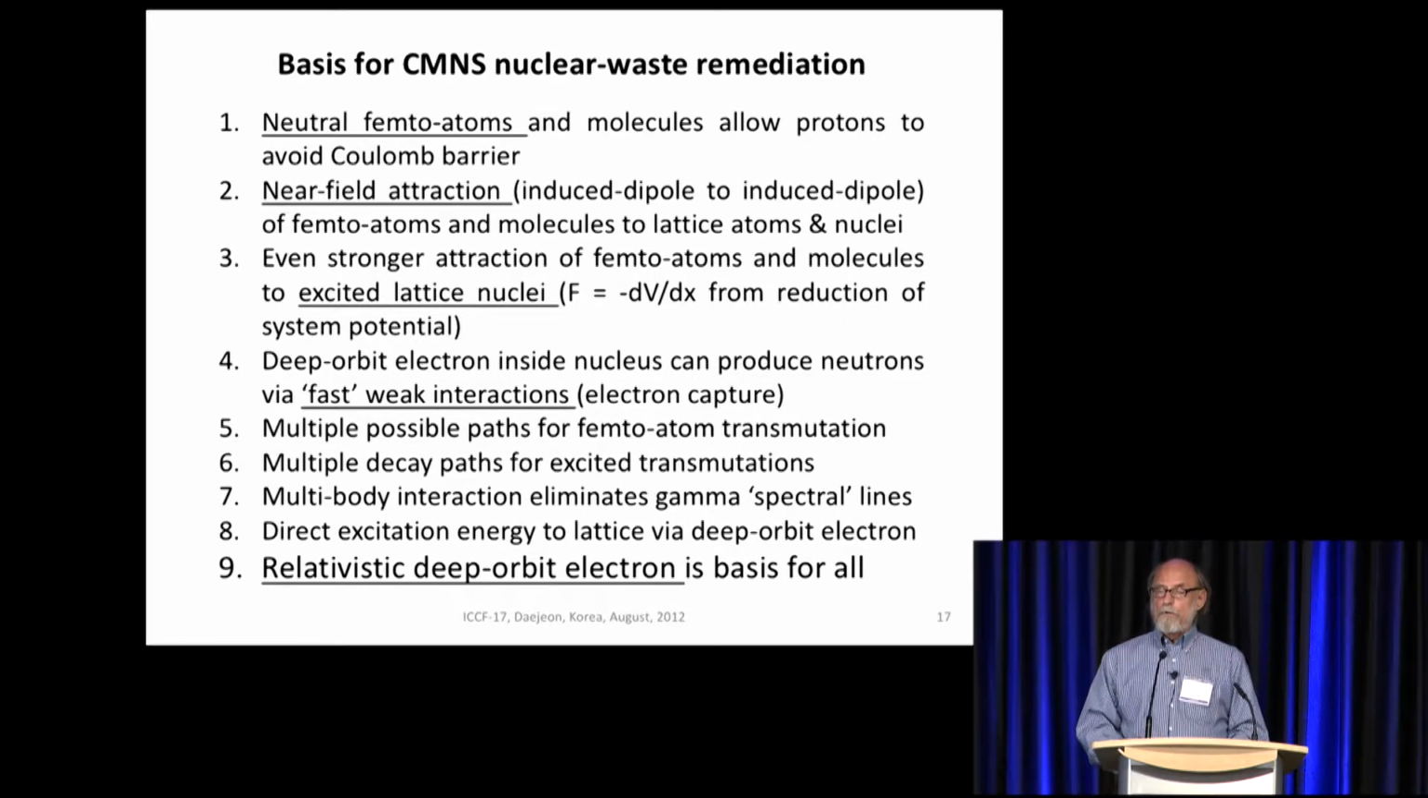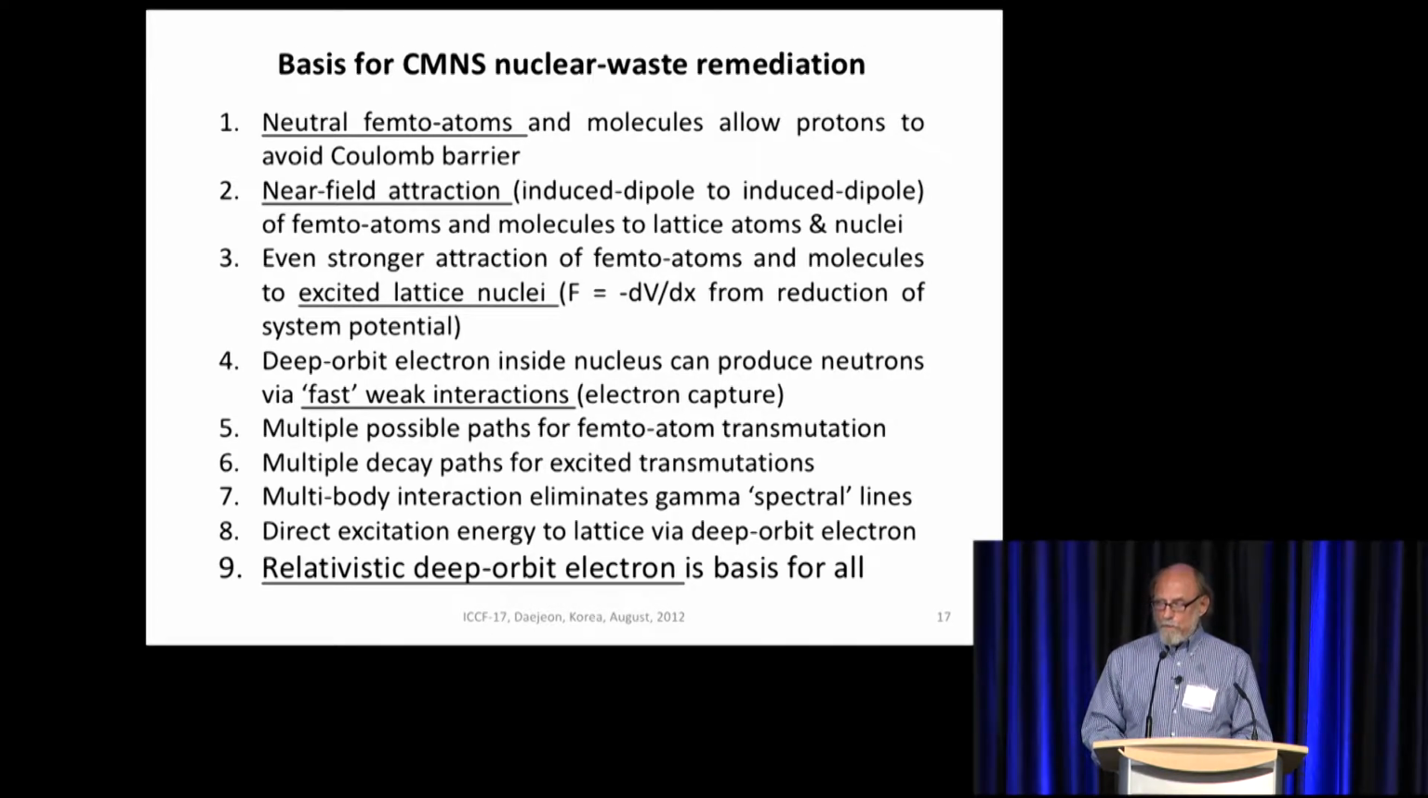So what do we have as the basis for nuclear waste remediation? We have the neutral femto-atoms. We have the near-field attraction of the deep orbit electron with the nucleus, and because it has a larger radius than the nucleons and it's relativistic, the ability to transfer energy out is much greater than could be done by a nucleon. So you have the ability to transfer energy, near-field forces, from the nucleus to the electron to the lattice. It's the same thing as if you have two atoms and one's excited, you transfer the energy through a photon. It's sort of an impedance matching process. It's not really, but it's the idea. Here the deep orbit electron is the matching process between the nucleus and the lattice.